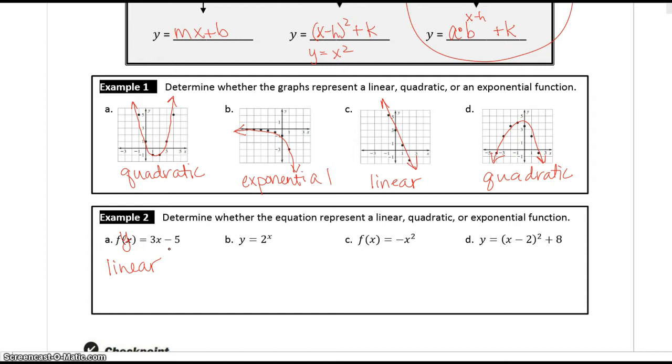B, y equals 2 to the power of x. This is the key here. You have x in the exponent. That's what makes it an exponential. So x minus h, we don't have anything added or subtracted from this x, which is okay, but it is still an exponential function.